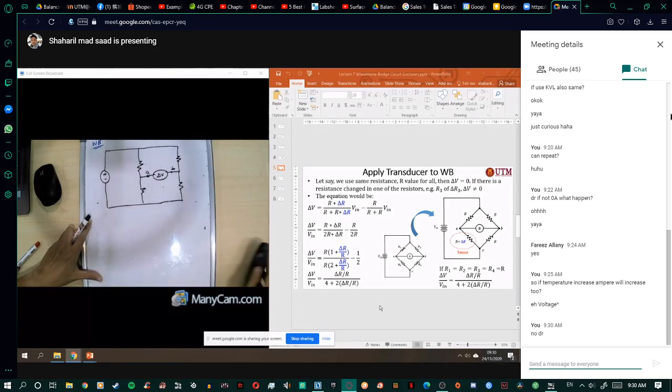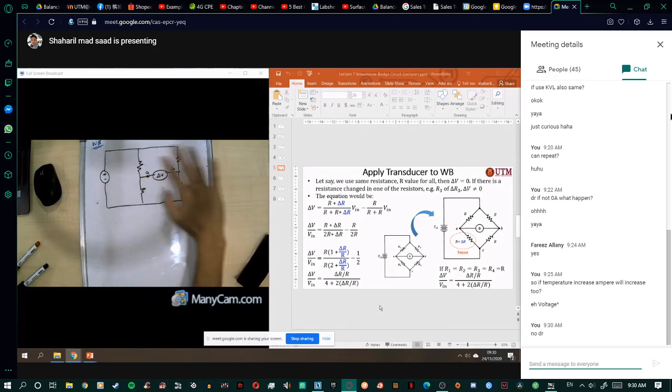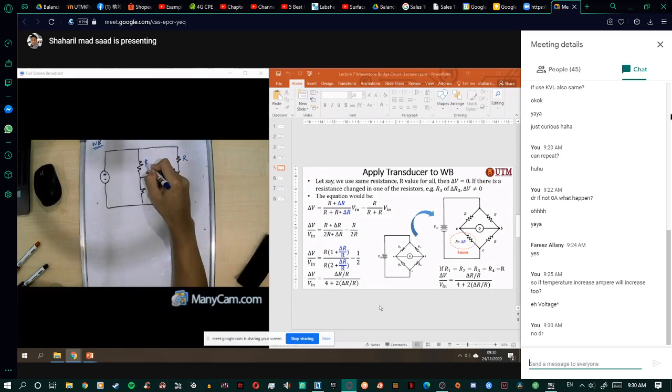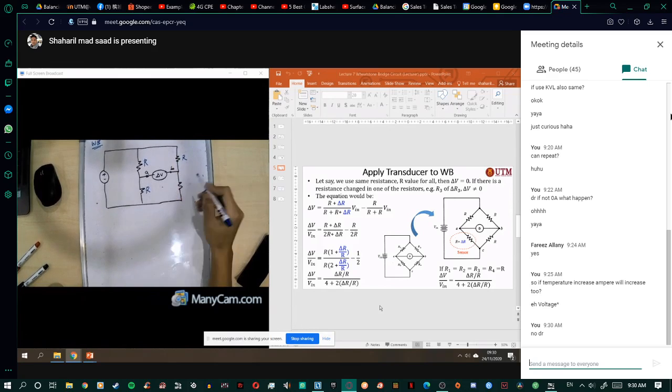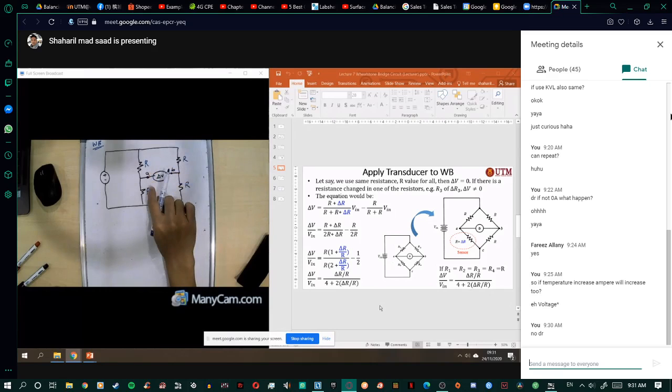All right. Okay. So let's say you use the same value of the resistance for all of them. So this one I put R, and this one I put R. This one I put R, and this one I put R. R means the resistance value, right? So for example, 120 ohm, 120 ohm, 120 ohm, 120 ohm. Now we get delta V equal to 0, right? So this one is the V.